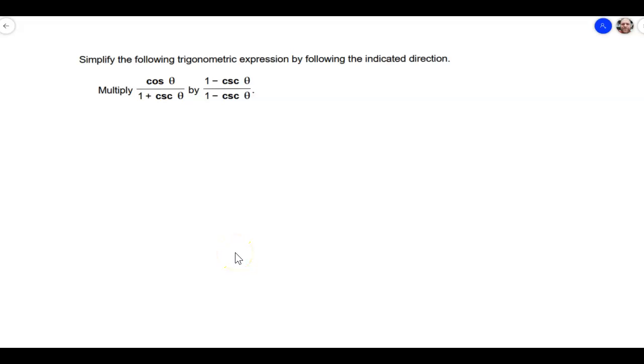Hey everybody, this is Mr. Beckstrom, and today I wanted to take a look at a problem from section 7.4. This is similar to number 9, and it says multiply the following quotient here by this new quotient here.